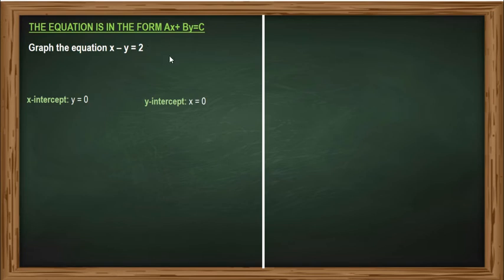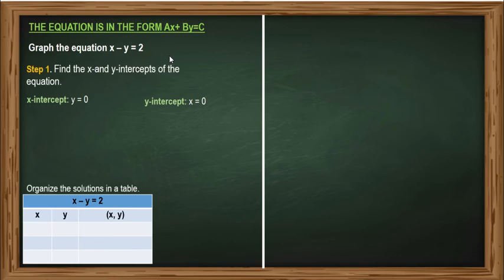Okay, so the process that we are going to undertake is the same as what we did in graphing a linear equation in slope-intercept form. But in this case, for step 1, we're just going to make use of the x and y intercepts of the equation, because remember, as I told you, at least 2 points determine a line.